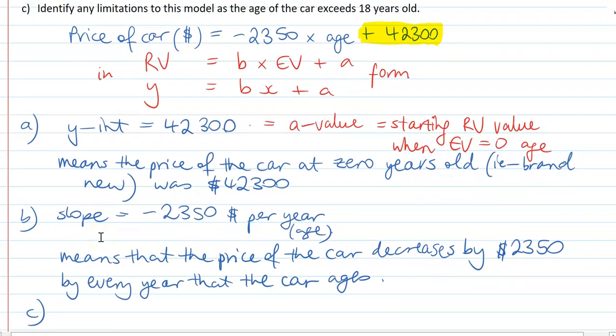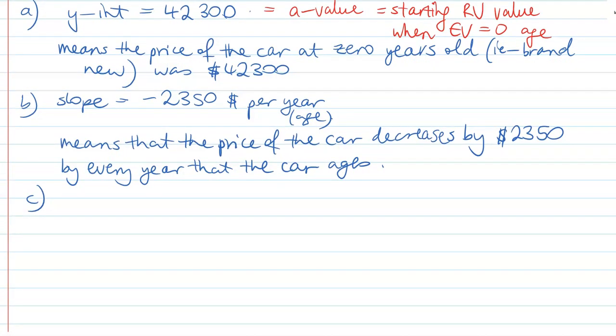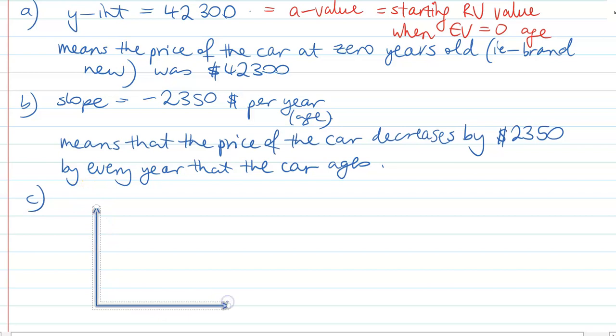Looking at part C, we want to identify any limitations to this model as the age of the car exceeds 18 years old. So if I think about this visually and I do like a little sketch of the graph of the model, so I'll just move this down to make a bit of room. So I'm going to do a sketch. Just a sketch, it's not going to be to scale. I know that it starts at $42,300. It's a linear model that's decreasing.